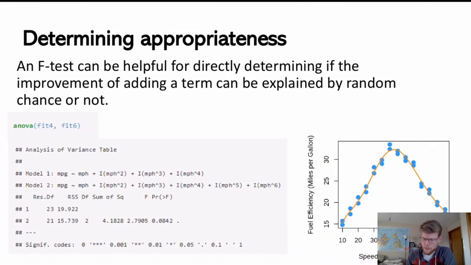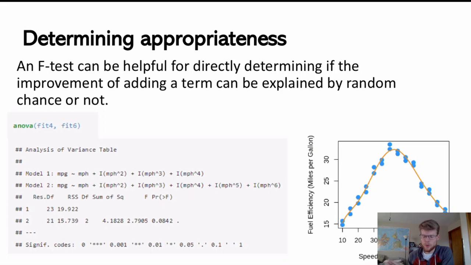All right. So determining appropriateness, this is what I was mentioning before. If we're trying to decide if we've gone too far, if it's really necessary to go this extra step, we can do an F-test to compare two models using the anova function. This is different than aov. aov would be for creating an ANOVA model with the response variable and some predictors. anova is to directly compare two already created models to see if the variability being explained by the more complex model is statistically significant in comparison to the variability explained by the simpler model.